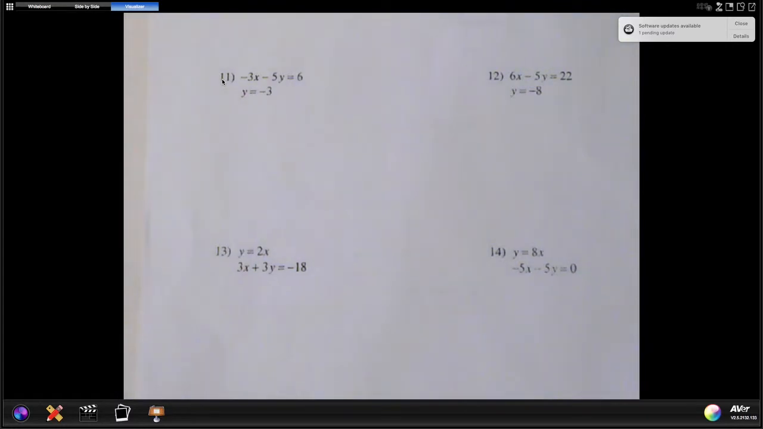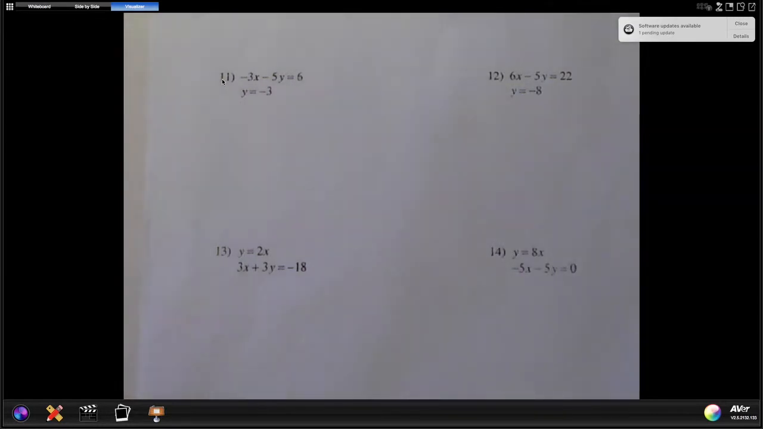Hello and welcome to day 2 of solving systems with substitution. Today we are just going to add one detail to our knowledge of solving systems with substitution.